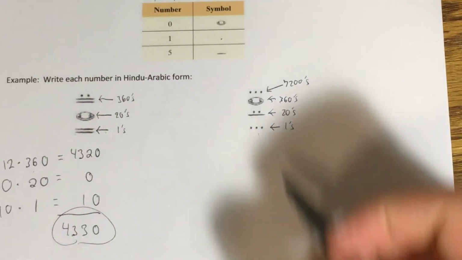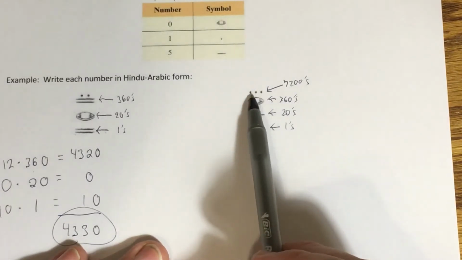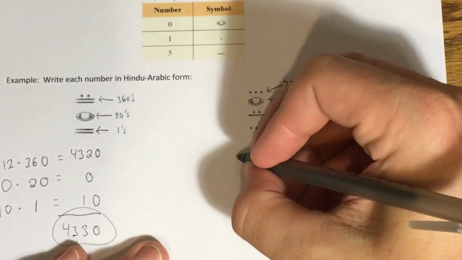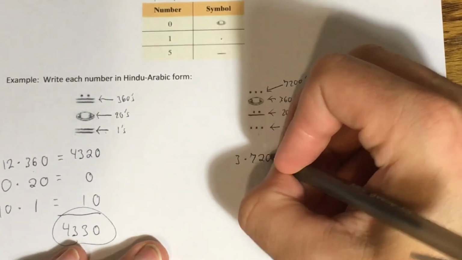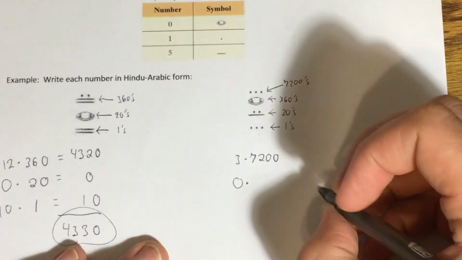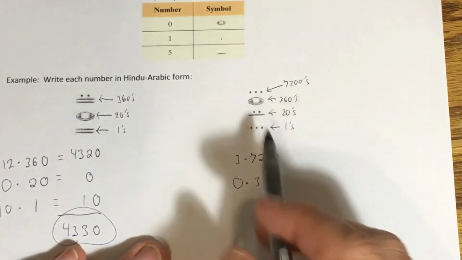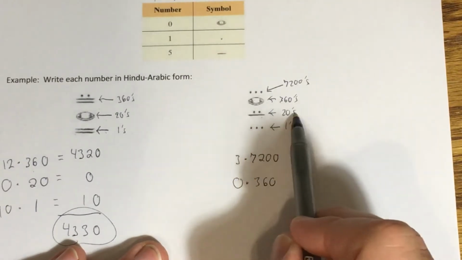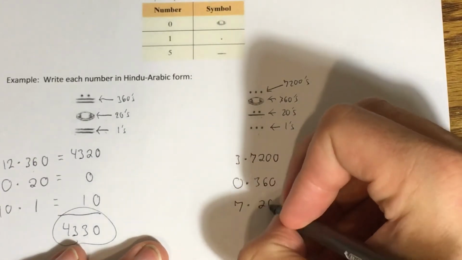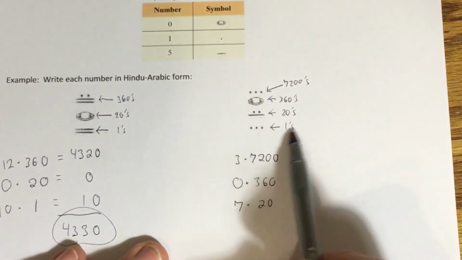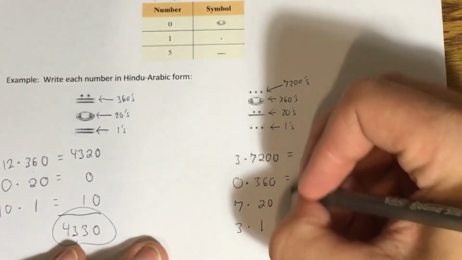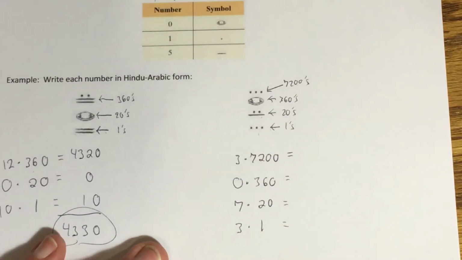So working from the top to the bottom, what's the face value of the symbol for the 7,200s? Well, I have 3 dots representing the number 3. That would be 3 times 7,200. 0 in the 360s place, that's 0 times 360. That's a 5 and 2 1s in the 20s place. 5 and 2 1s makes 7, so that's 7 times 20. And then I have 3 dots in my 1s place, which represents 3 times 1. We work each of these out, and then we add up our results.